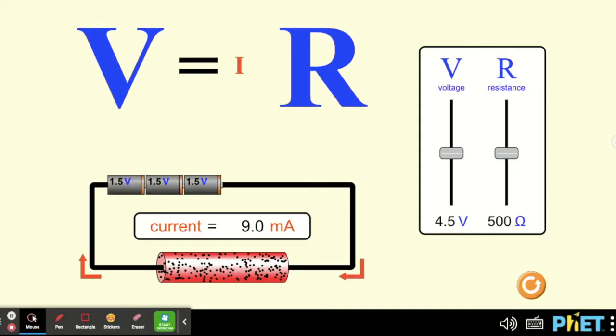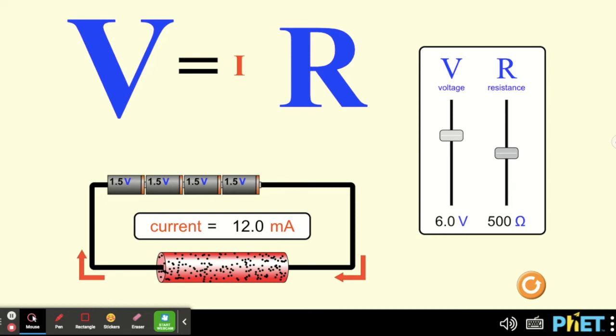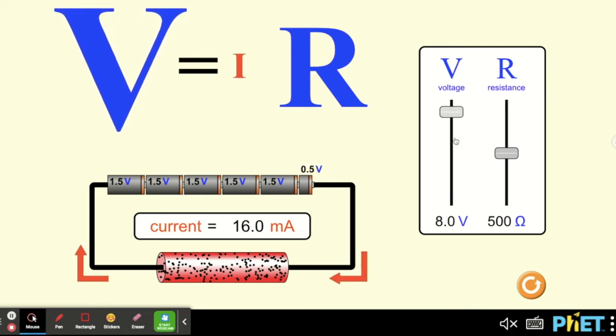The main thing I want to show you here is Ohm's law: voltage equals current times resistance. The main thing I want you to notice is that resistance and voltage affect the current. So the I is little here, it's changing. If I add more batteries, I can physically put more batteries in this thing, and that's going to increase the current.